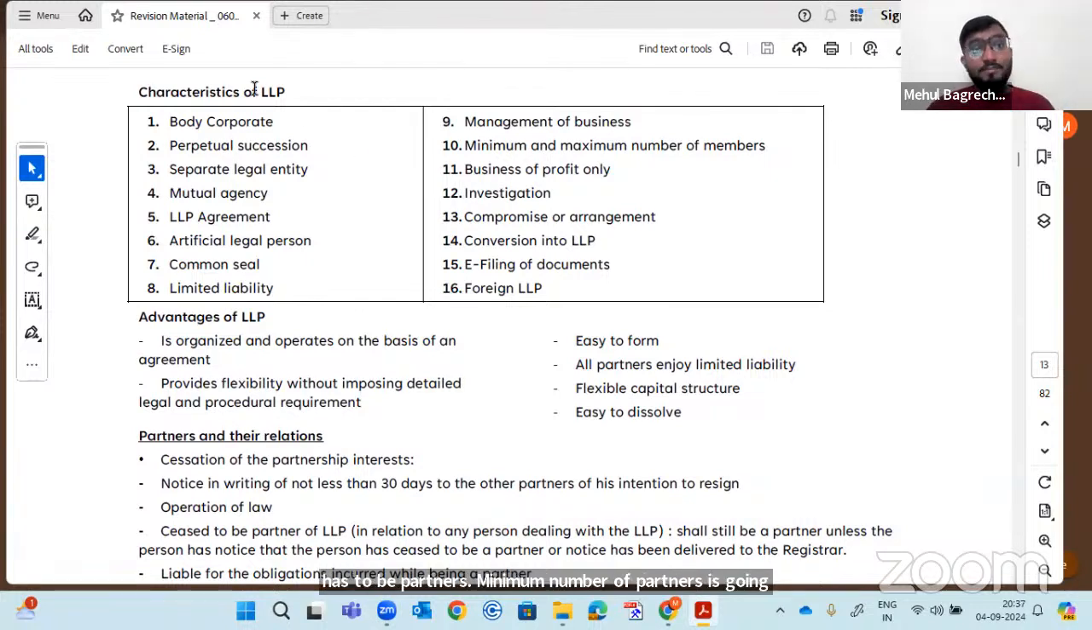Very interesting. Can I have LLP for charity? No, sir. You can't.